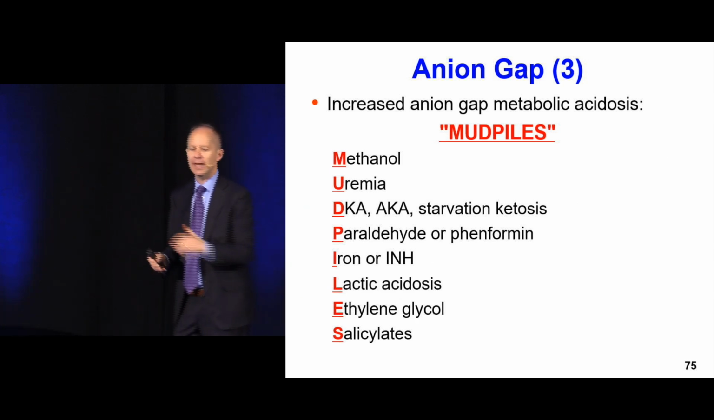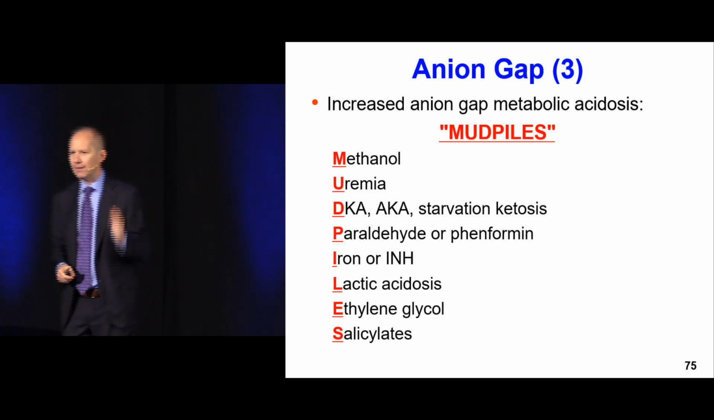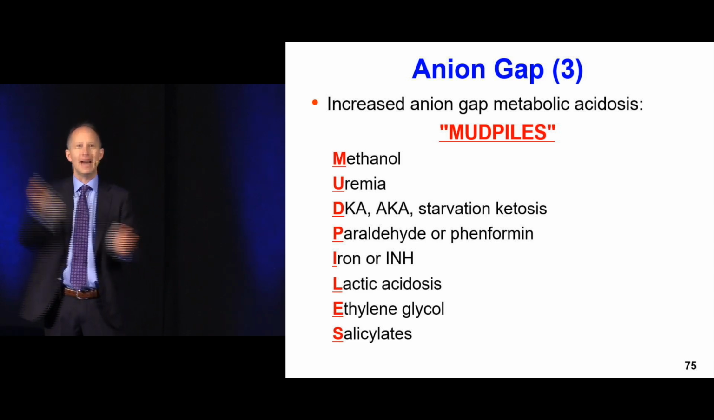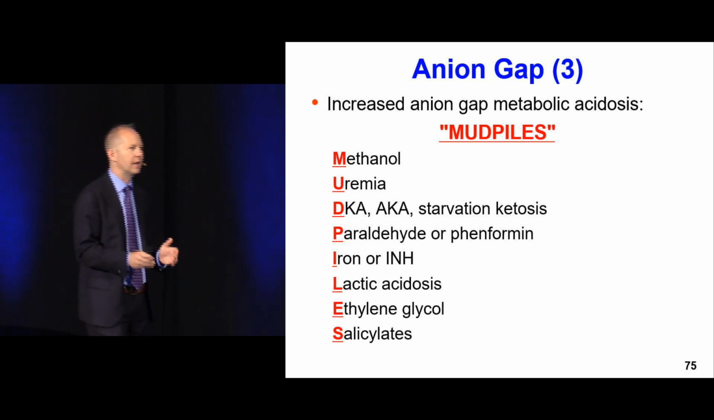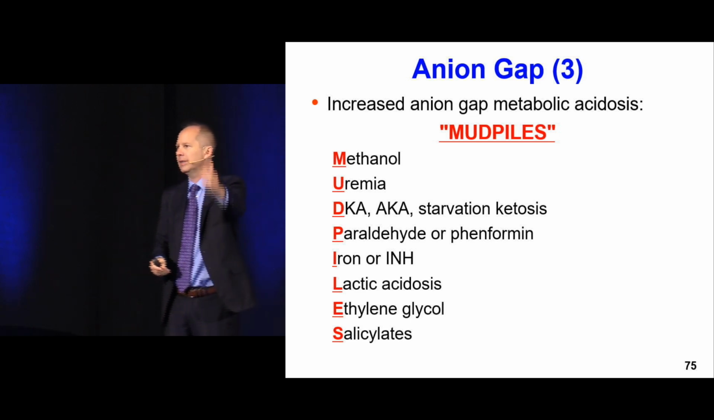Again, you think about this every day in the emergency department when you see somebody with a metabolic acidosis. They've got a metabolic acidosis. First thing you do is calculate, is it an elevated gap or a not elevated gap? And that'll tell you your differential. So elevated gap metabolic acidosis is MUDPILES. You've seen it a million times.